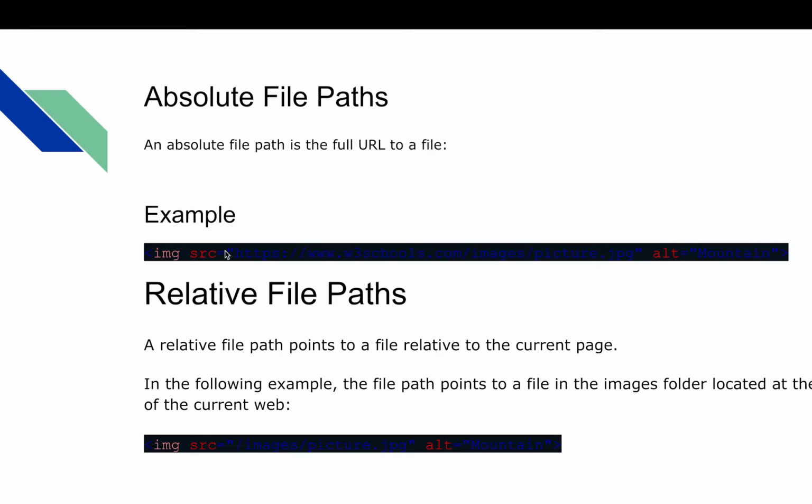So let's say, for example, I want to locate a URL in another web page. We can use http www.w3schools.com slash image slash picture.jpg. So it's an external image stored in another website. So we can use this external absolute file path to locate that. While a relative file path points to a file relative to the current page. So you have your folder in your current web page, then inside of it, you can just use your dot slash to locate it.